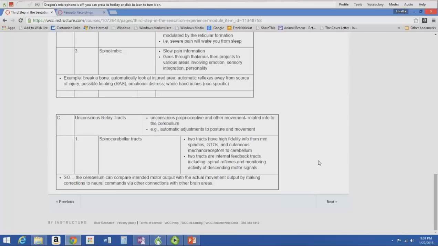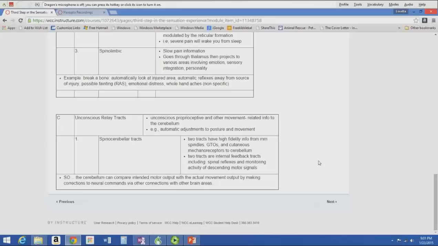Automatic adjustments: the cerebellum makes automatic adjustments to posture and movement. It compares intended motor output with actual movement output by making corrections to neural commands via connections with other brain areas. The tracts that carry the unconscious relay information are the spinocerebellar tracts. We break that word down, and it totally makes sense. It goes from the spine to the cerebellum.